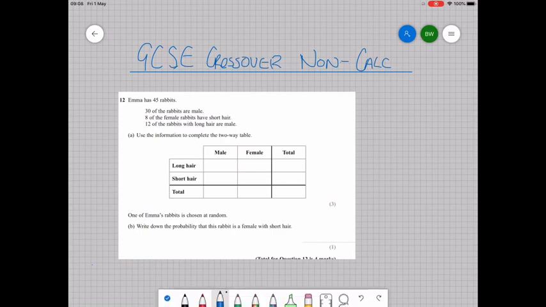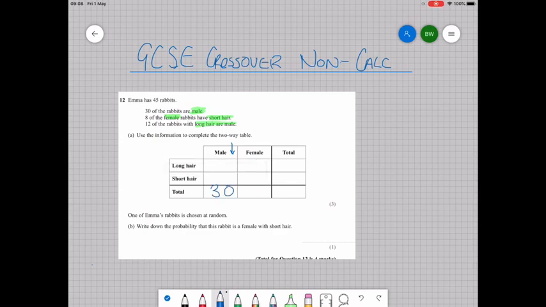So the first question here, Emma has 45 rabbits. 30 of them are male. Highlight that. 8 of the female rabbits have short hair. 12 of the rabbits with long hair are male. Use this information to complete the two-way table. So, if 30 of the rabbits are male, I know that male is this column here. So the overall total in there is 30.